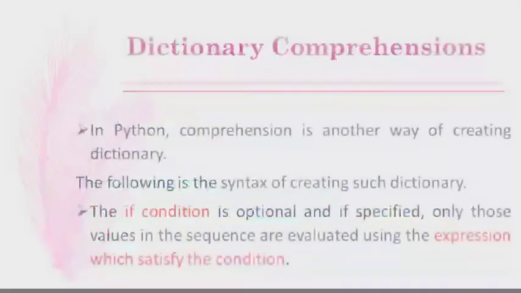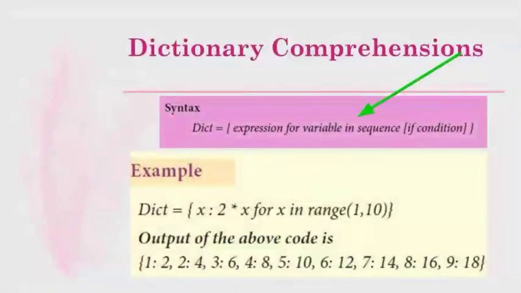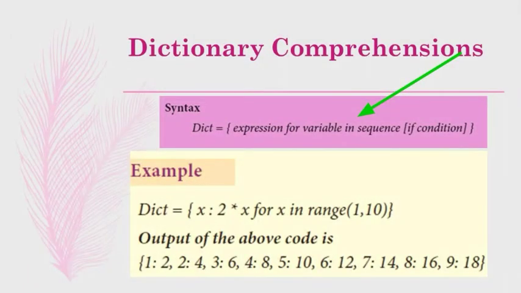Next topic, dictionary comprehensions. In Python, comprehension is another way of creating a dictionary. Sometimes an if condition will be given, and based on the if condition, those values will be executed. See the syntax. Dict is the dictionary name. Next, within the curly braces, expression for variable in sequence, which means if condition. Based on that condition, the values will be executed.